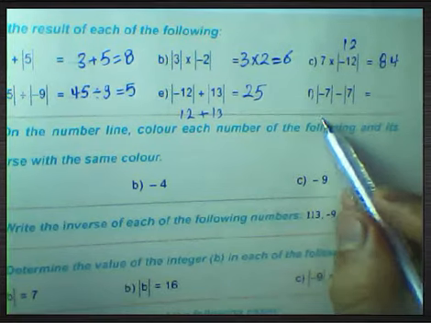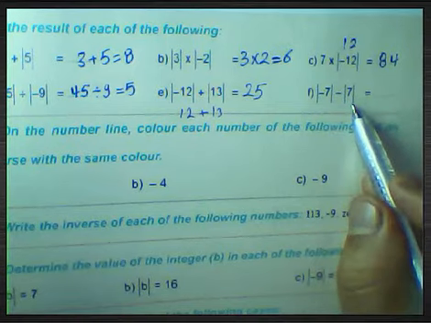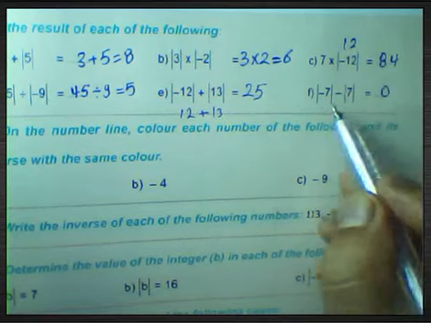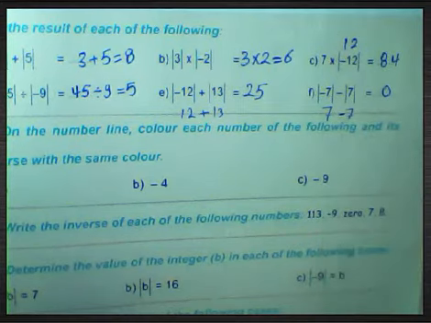Absolute value of -7 minus absolute value of 7 would be 0, because the result will be 7 and 7. 7 minus 7 equals 0.